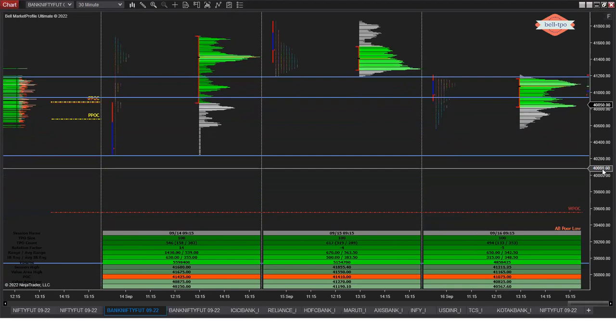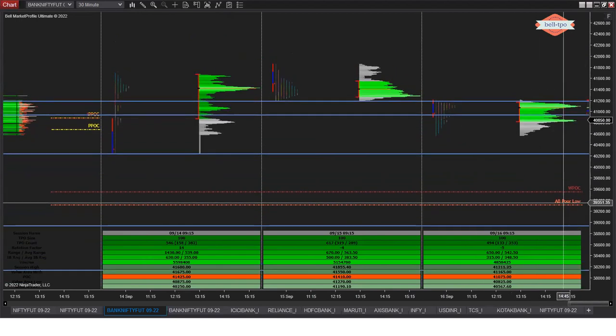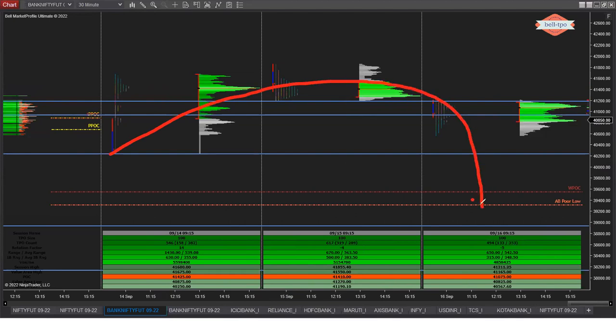That doesn't mean that on Monday at the opening itself, you have to go short. That doesn't mean that. But the risk is seriously getting higher on the downside for the next week because there is an AB power low. Generally, it gets cleared very fast, and I think it's high time for it to go and touch the AB power low pretty quickly.